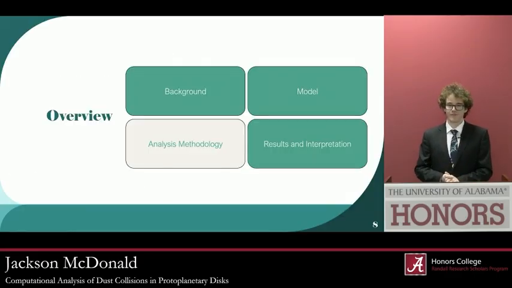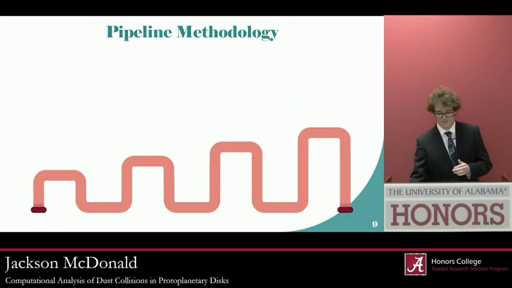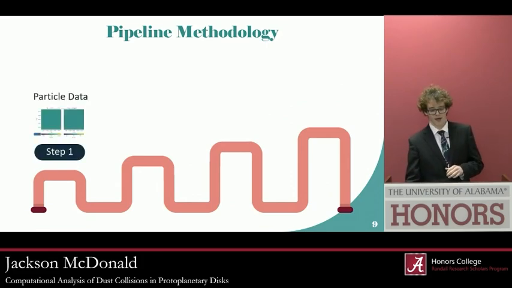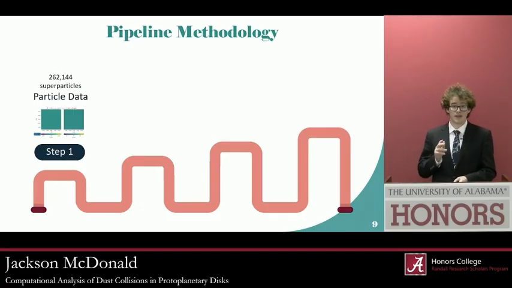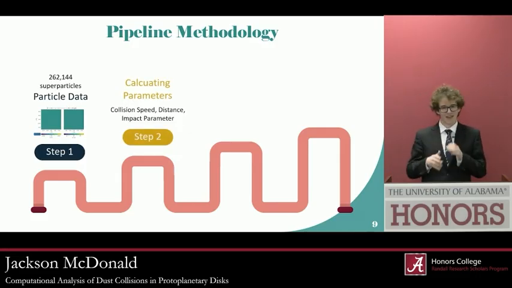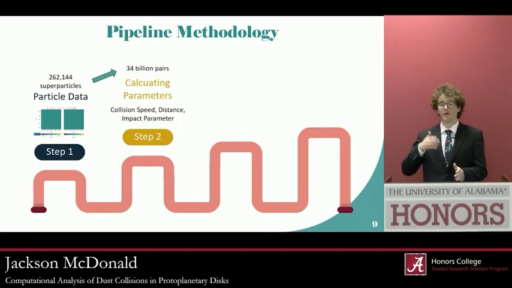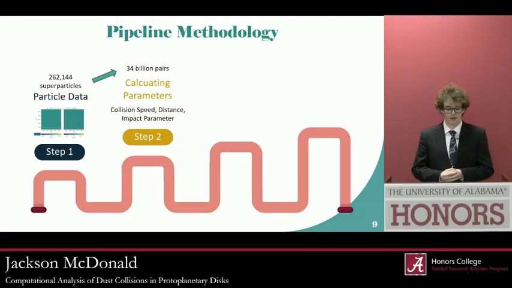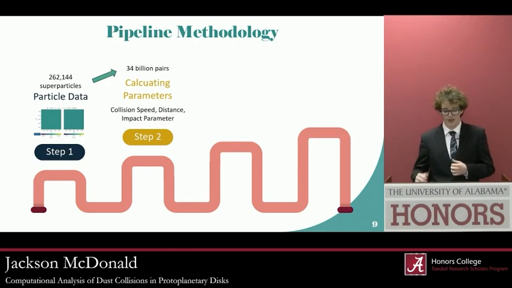I then took the data from this model and ran it through my analysis pipeline to convert it into interpretable graphs. I started with the particle data for about 200,000 superparticles, namely the position and the velocity, and calculated a few important parameters for every pair of particles in the model, comparing every particle to every other particle, which is about 34 billion pairs. The parameters I calculated are collision speed, in this case, just the relative velocity, the distance between two particles, and the impact parameter, which is how close two particles will get.